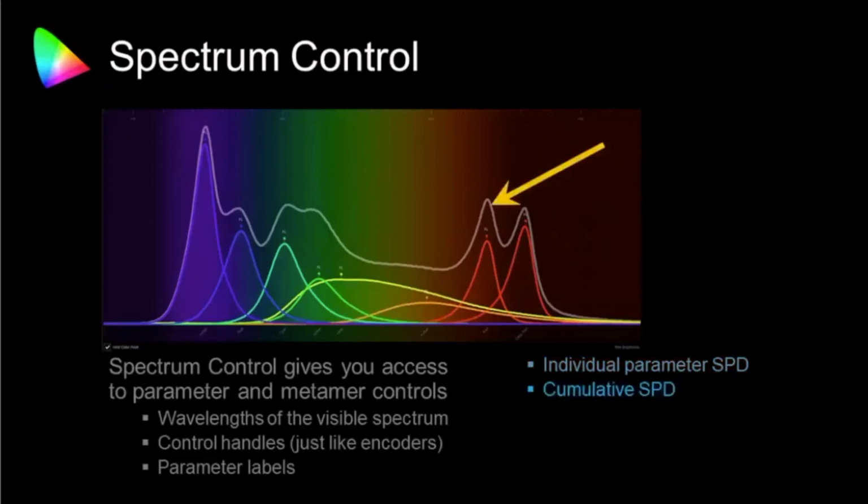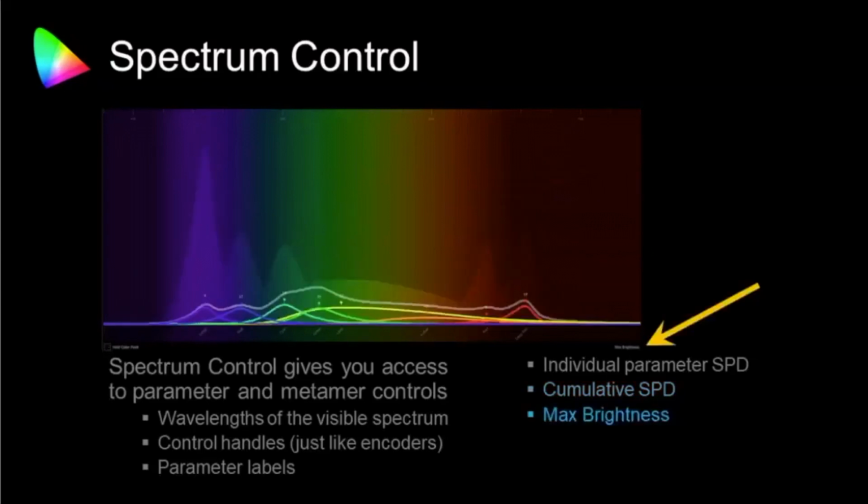We also show you the cumulative spectral power distribution. So this white line, the gray line, gives you information about what all of the emitters are doing. So that's a good thing when you're trying to match a gel, for example.